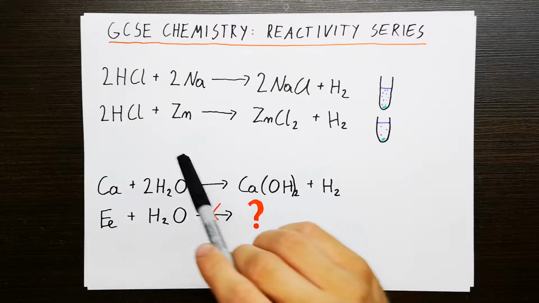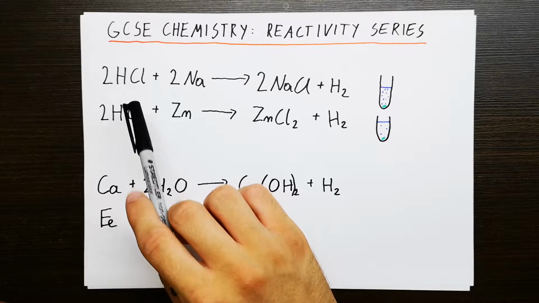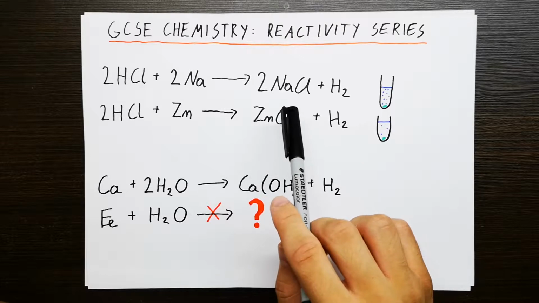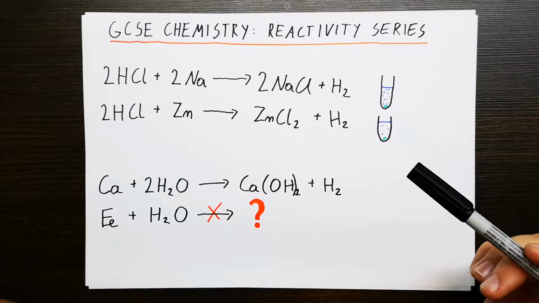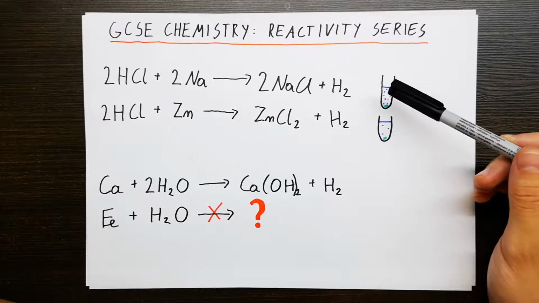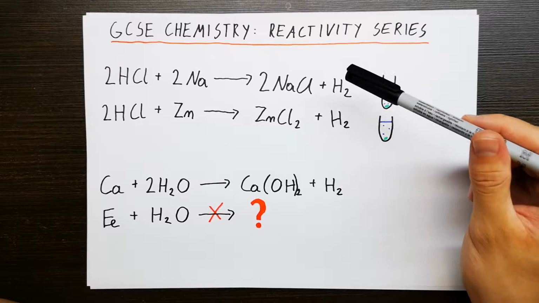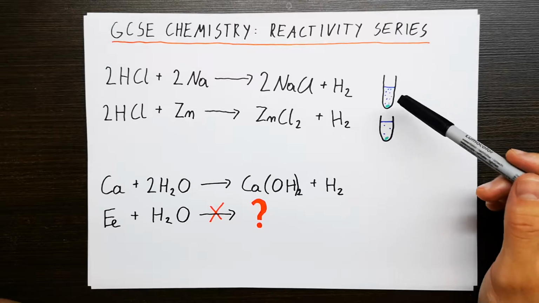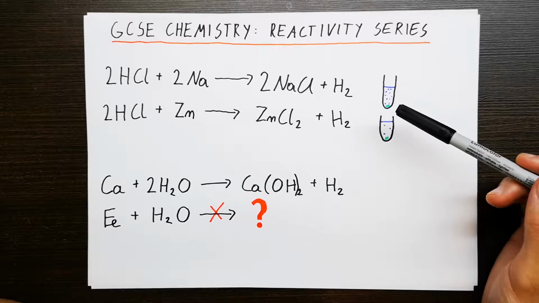Okay, so first of all, we have an example reaction of hydrochloric acid reacting with sodium to give us sodium chloride and hydrogen gas. Now, if we did that reaction in a test tube, we would get something like this. We would get sodium there with hydrochloric acid here. And because we're producing hydrogen, we would see actually a lot of bubbles. It will be fizzing and bubbling until all of that sodium is gone.